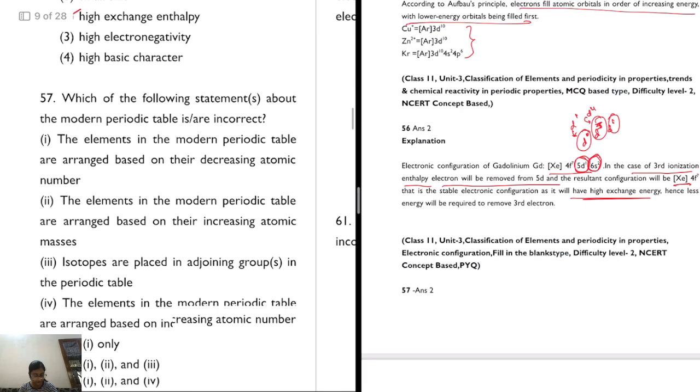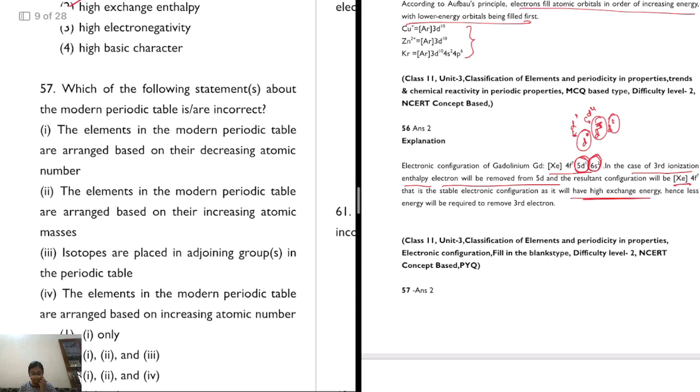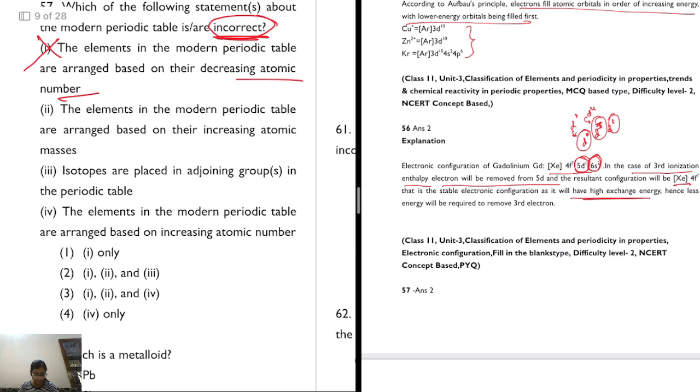Let's see the next question. Which of the following statements about the modern periodic table is incorrect? Okay, I'm sorry, we have to tell the incorrect statement, not the correct one. Let's see. The elements in the modern periodic table are arranged on the basis of their decreasing atomic number. No, they are arranged on the basis of increasing atomic number. Increasing atomic mass, again no.